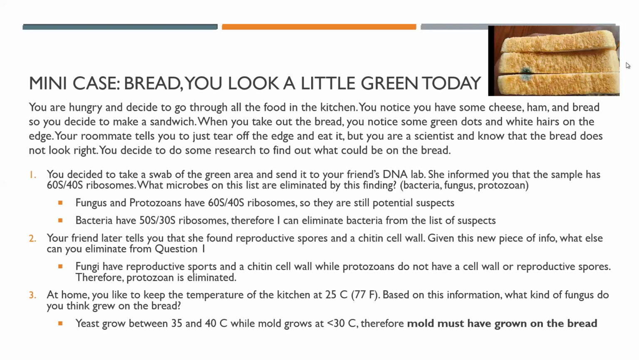So a good way to frame this is to list out, okay, these are my three microbes, and this is why I can still consider them suspects, or this is why I eliminate them. So fungus and protozoan have 60S/40S ribosomes, so I still can't eliminate them as a suspect. But I know bacteria are 50S/30S, so I can eliminate bacteria from my list. And then once you've eliminated a suspect from your list, you don't have to mention it again.